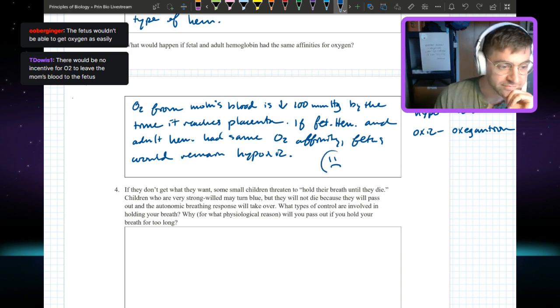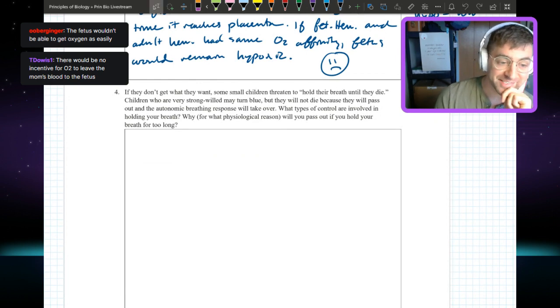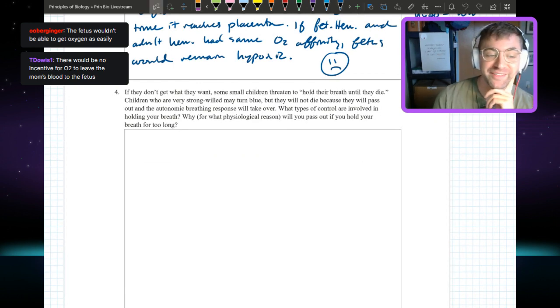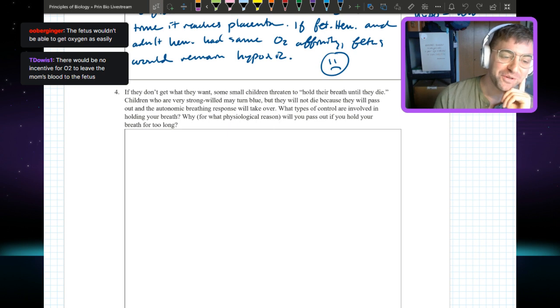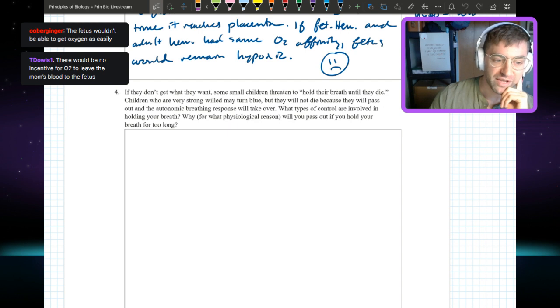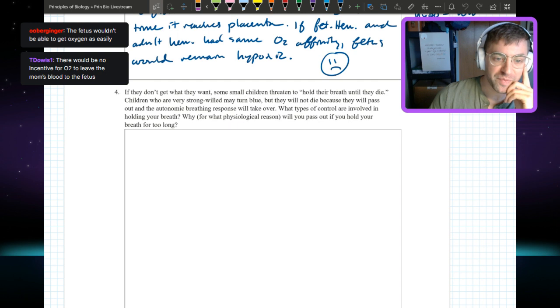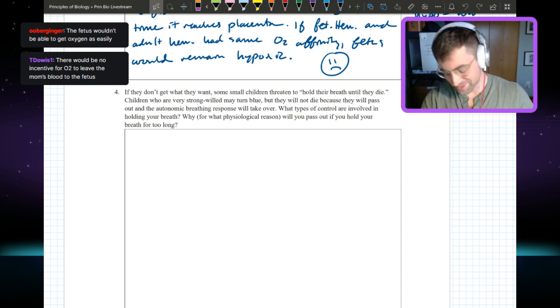If they don't get what they want, some small children threaten to hold their breath until they die. Children who are very strong-willed may turn blue, but they will not die because they will pass out and the autonomic breathing process will take over. What types of control are involved in holding your breath? Why, for what physiological reason, will you pass out if you hold your breath for too long? I love this question so much.